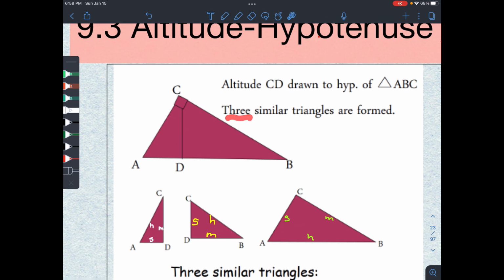First thing to note is there's three similar triangles that are formed by doing this. Hopefully you can see that if this is an altitude, each of these three right triangles are similar. First of all, they all have right angles. And then you can see that this one has angle A, which is similar to that one. And angle B is similar to that one, which is also similar to that one. So all three of them are similar to each other because that's similar to that and that's similar to that. Therefore, all three of them are similar.